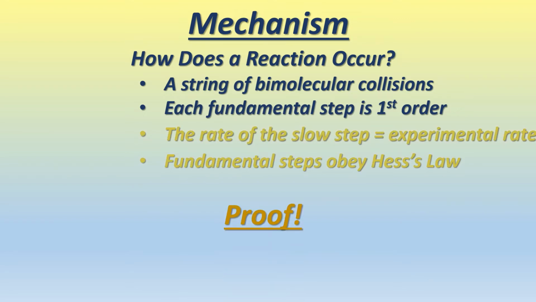These last two points constitute proof of whether a mechanism is possible or not. The rate of the slow step has to equal the experimental rate, and all of the fundamental steps have to obey Hess's law. How this works in practice can be seen with a couple of examples.